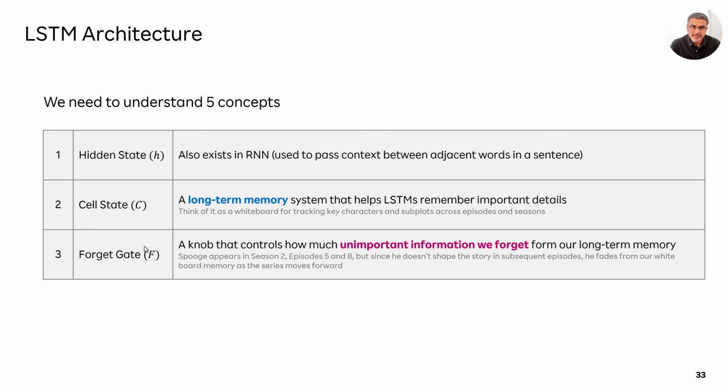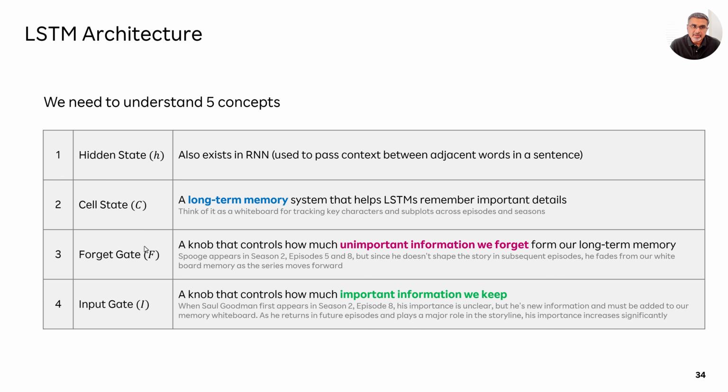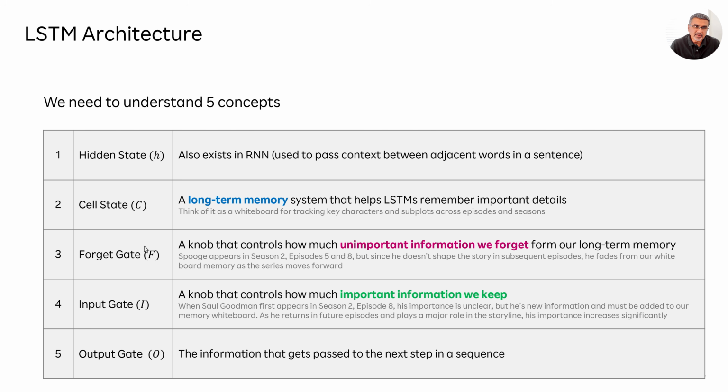The first one, as I said, is a forget gate. It's a knob that controls how much unimportant information we have to forget. Okay. Then we have to have an input gate. It's a knob that controls how much important information we actually keep in our memory bank, in our cell state. And the final one is the output gate, which essentially tells how we pass along the hidden state, the context, from one word to the other word in the sentence. Okay, as you're processing that sentence.